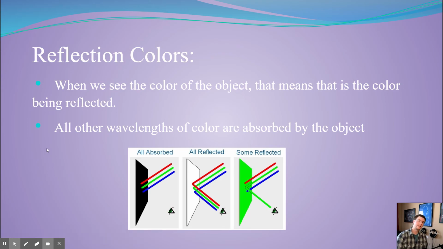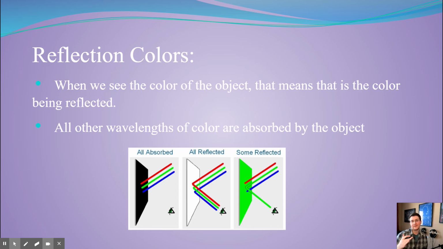So, connecting reflection to colors. When we see a color of an object, that means that this color is being reflected. So when we see something as green, that means we're seeing only the green wavelength. All the rest are being absorbed by that particular object. Trees are going to reflect green light, whereas other wavelengths will be absorbed. Whatever the color is, that's the thing that's being reflected by it.